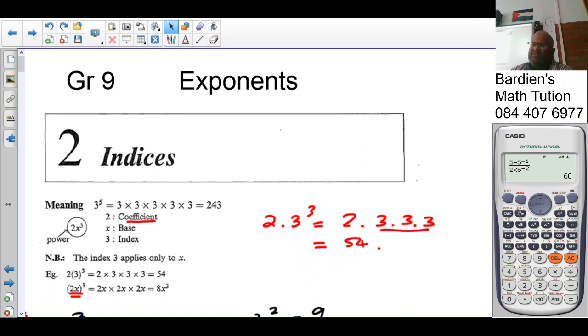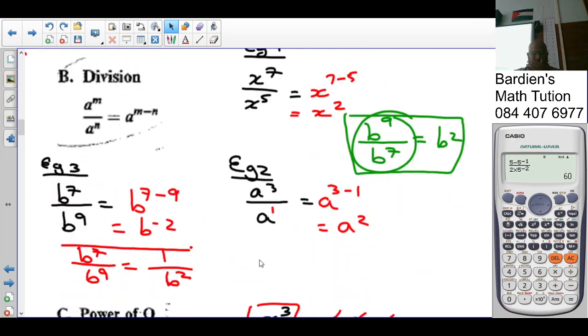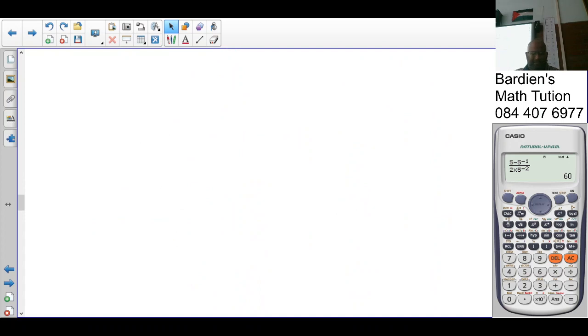So let's first start the lesson and get things going. Alright, so we started off with exponents. Then I asked you to do exercise 1, excluding something, no? Number 2. So let's have a look at that quickly before we do anything else.